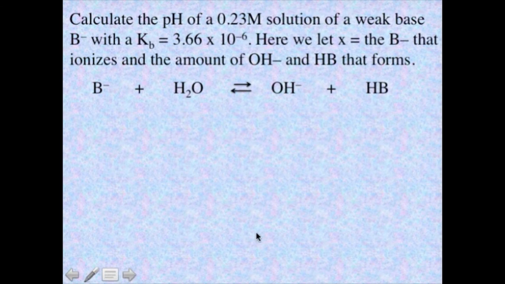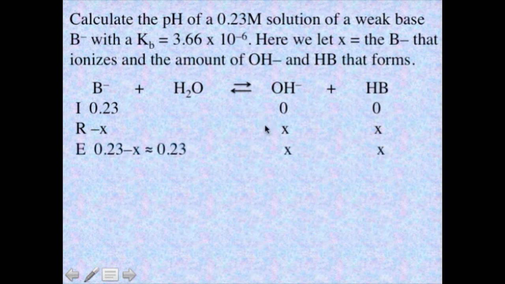So here we go. First, write the equilibrium expression out. That is, weak base plus water yields hydroxide and conjugate acid. Then set up your IRE. Initially, you've got 0.23 molar of the B minus and 0 of the hydroxide and conjugate acid. A quantity X of the weak base reacts to form X of hydroxide ion and X of conjugate acid. And at equilibrium, we have 0.23 minus X, which is just about going to be equal to 0.23.